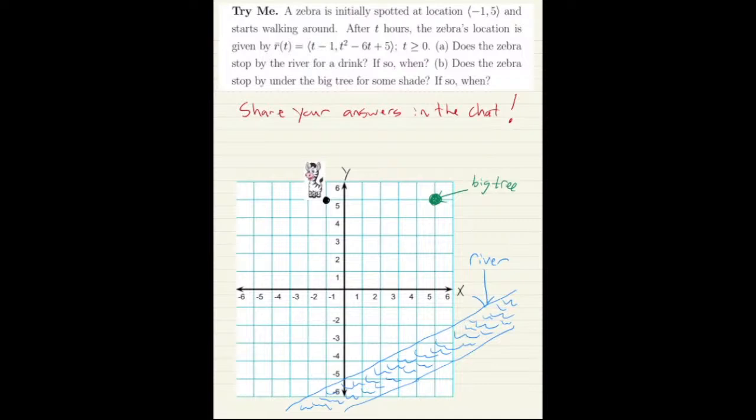Chris, a point for A is (2, -4). Okay, Chris claims that the zebra reaches the river at the point (2, -4), that it does touch the river, and he claims that it happens after 3 hours. Do you agree? Do you disagree? We have 2 minutes. Let me know what you think. Interesting thoughts by these folks here. We'll talk about them all in 2 minutes.